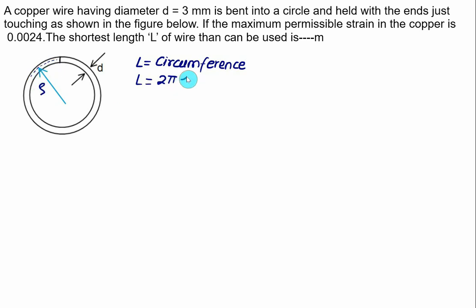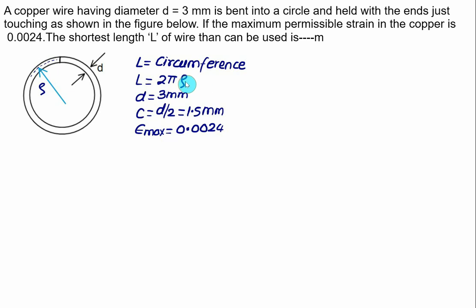Mean radius is the same as the radius of curvature rho. Diameter here is given as 3 mm, and for a circular section we know that the maximum value for the top and bottom fiber is at a distance of d by 2. So the value of C here is d by 2, that is equal to 1.5 mm. In addition to this, we are given the maximum value of the strain, epsilon max, equal to 0.0024. And we have to calculate here the value of L.